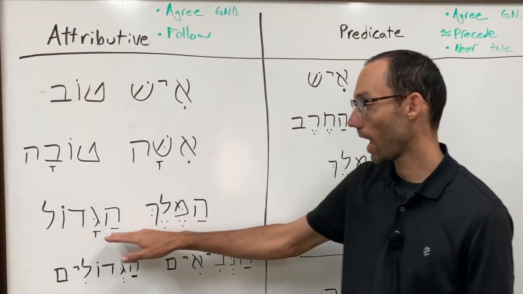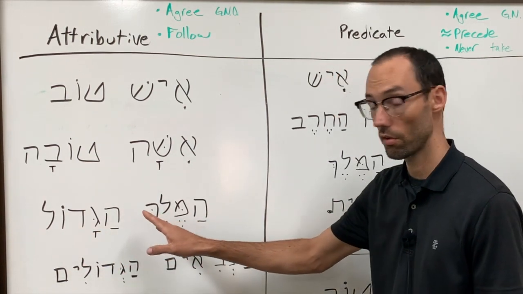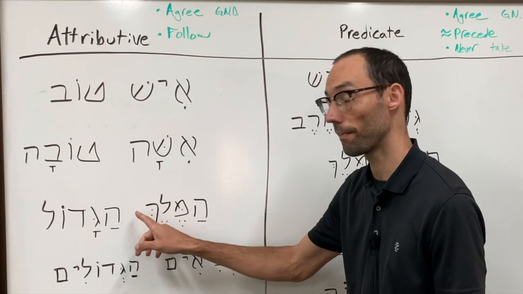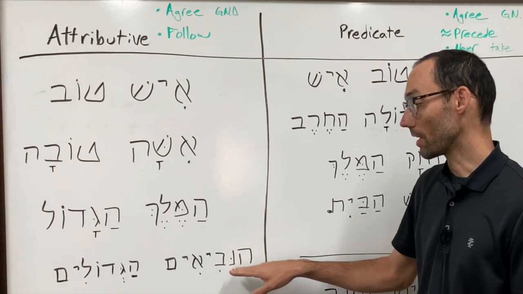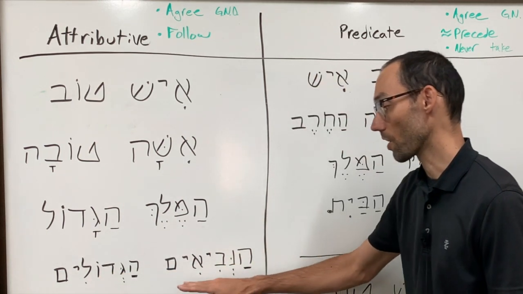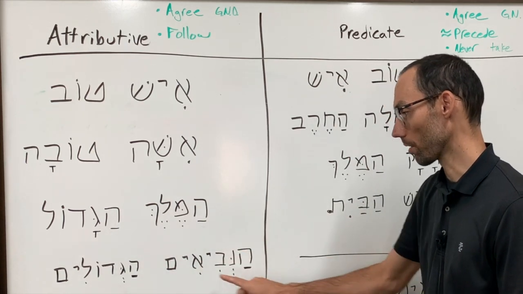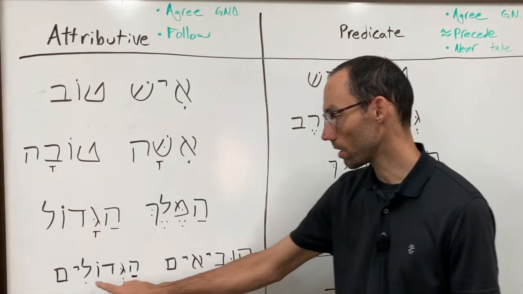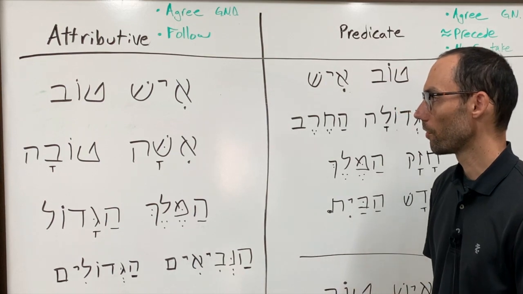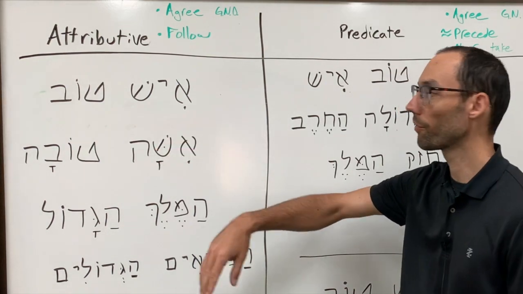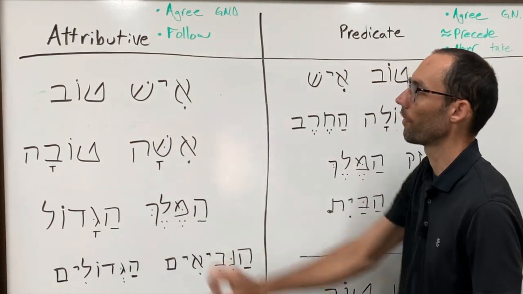So Hamelech, Hagadol is the king, the great one. It agrees in gender, number, and definiteness. There's no, these are both singular. And the Hanaviim, Hagidolim is the prophets, the great ones. It agrees in gender, they're both masculine. Number, they're both plural. The im ending is the masculine plural. And definiteness, they both have the article. So, ish tov, a man, a good one. That's the attributive position. And that's the rules that it follows.